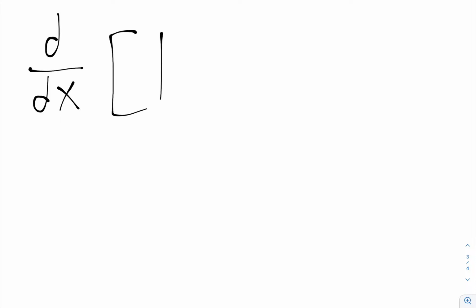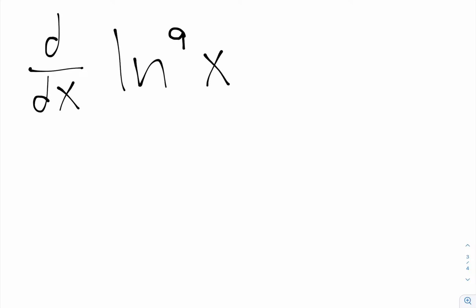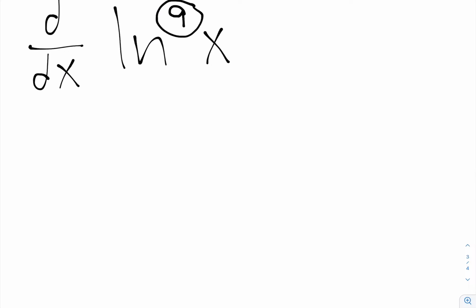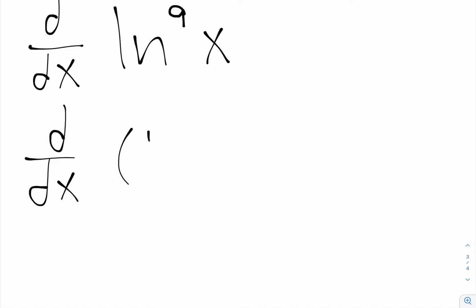Okay, let's do another one. Let's do the derivative with respect to x of, actually, let's get rid of the brackets, the natural log to the 9th of x. Okay, how could we solve this? Well, this notation here, when the 9 is between the natural log and the x, really means we're taking the derivative of the natural log of x all to the power of 9.